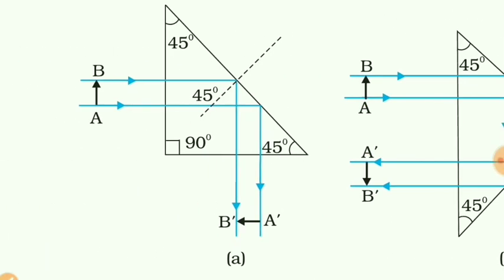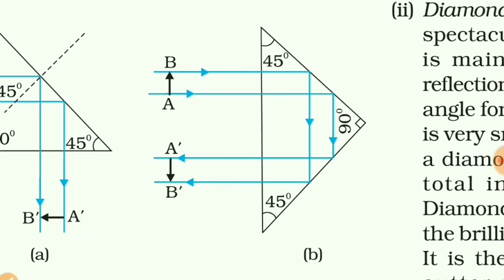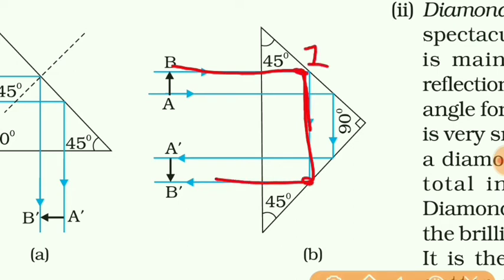Students, in the first case you can see one time total internal reflection takes place at this point, but in this case you can see two times, first time here, and second time here at this point. This is the first time the total internal reflection took place, and here it is the second time.